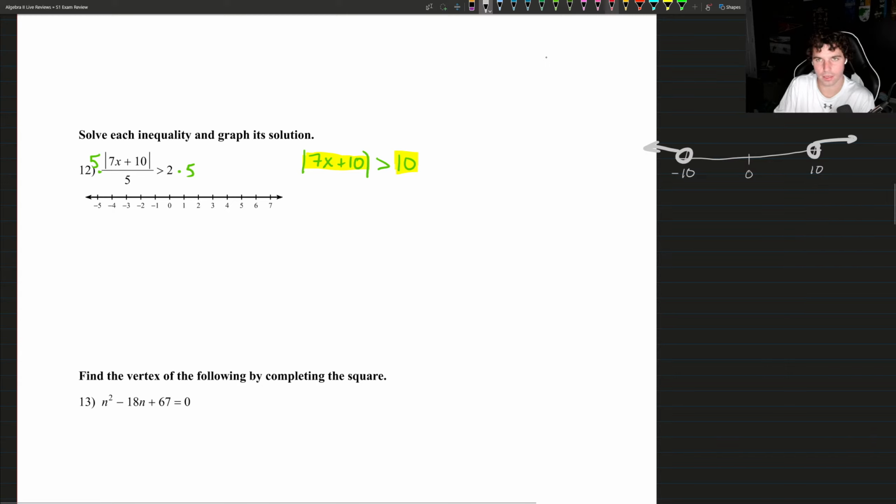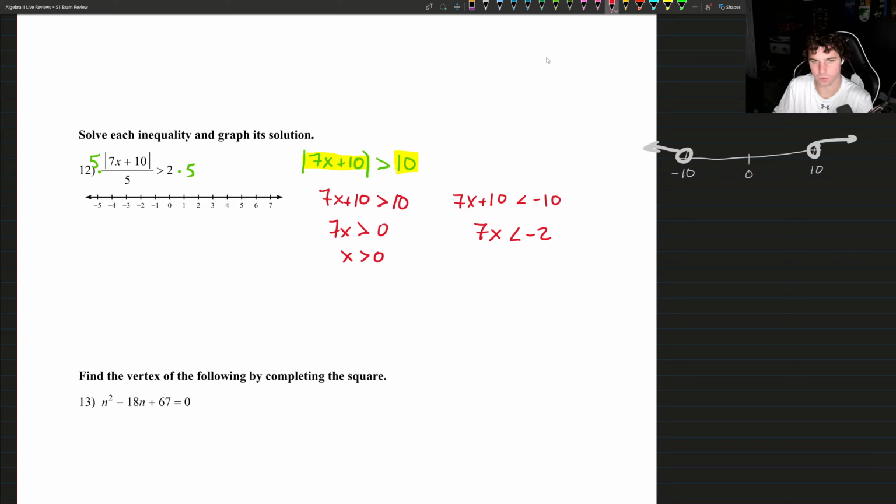So if we just think about that, then we get 7x plus 10 greater than 10, or 7x plus 10 less than negative 10. And then you just solve, keeping in mind that if you ever multiply or divide by a negative, you have to flip the sign. In this case, you don't have to. So we just subtract 10 from both sides. You get 7x is greater than 0, so x is greater than 0. And on the right-hand side, you get 7x is less than negative 20, so x is less than negative 20 over 7.